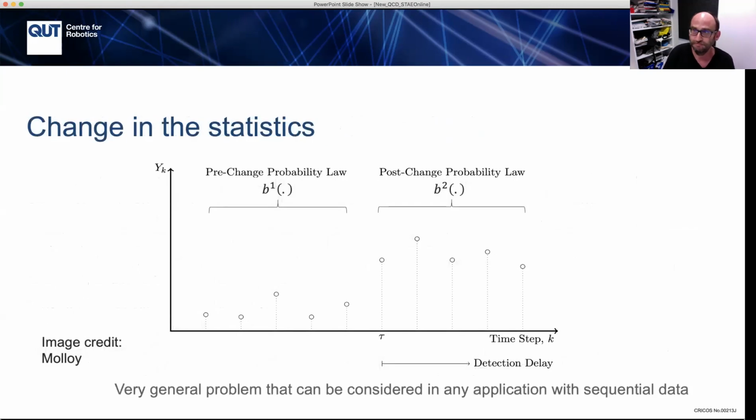Here's a visual representation of this sort of problem and what we're talking about. We're sequentially observing a process, we're going along here, and at some point the statistical properties of the process change, and we would like to declare that that has happened, declare an alert, and we'd like to do that as soon as possible, whilst not being overly aggressive and having too many false alarms in the way we do this.